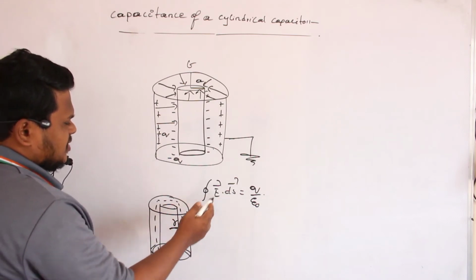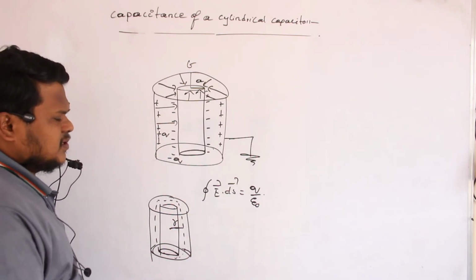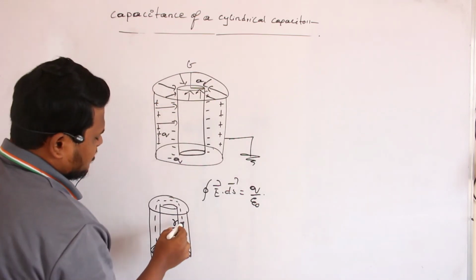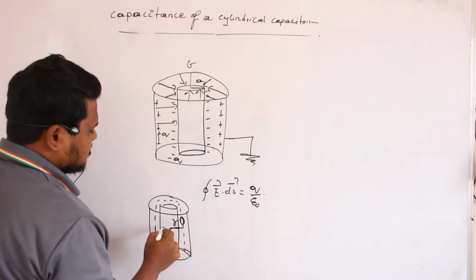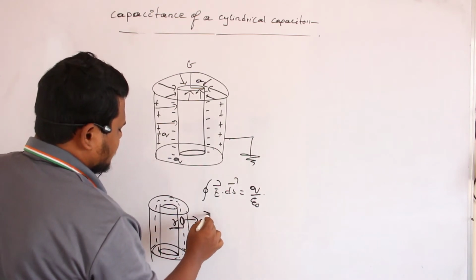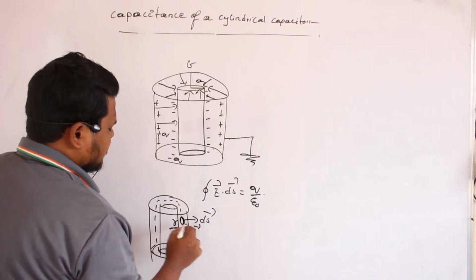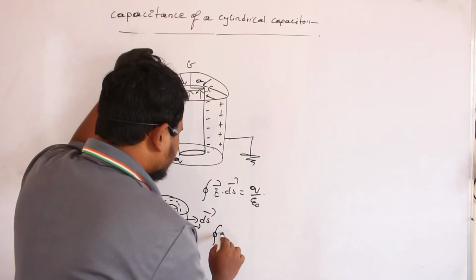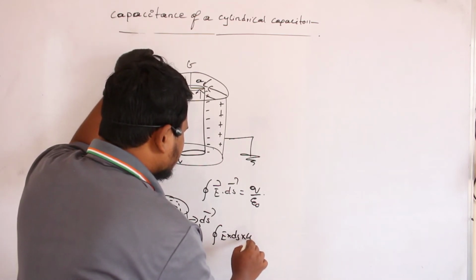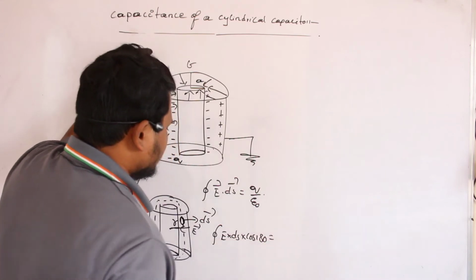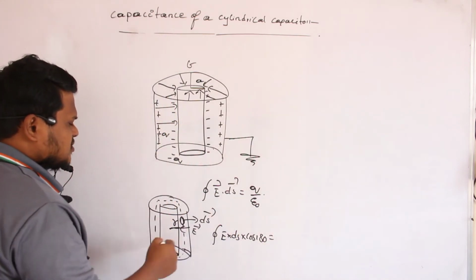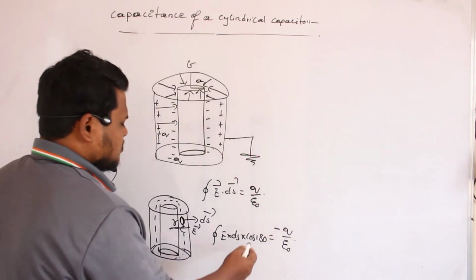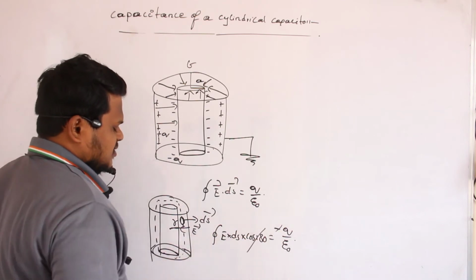Now what is the angle between electric field and dS? The angle between electric field and dS is 180 degrees, because if I take a small surface on this Gaussian surface, dS is in the outward direction, but electric field is in the inward direction. So the angle between them is 180 degrees. So substitute here: closed integration of E dS cos 180 is equal to, now what type of charge is enclosed by this Gaussian surface? It is enclosing negative charge. So minus q divided by epsilon naught. Clear? So cos 180 is minus 1. So this minus 1 and this minus get cancelled.